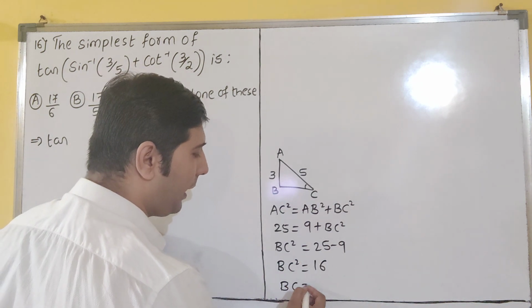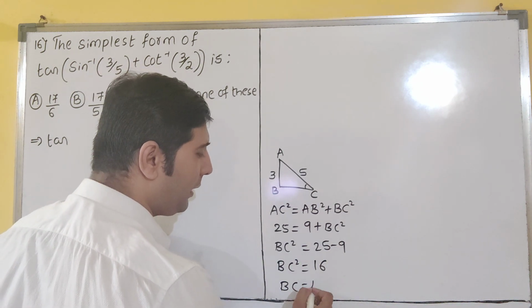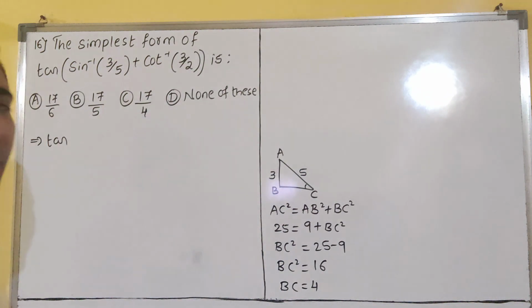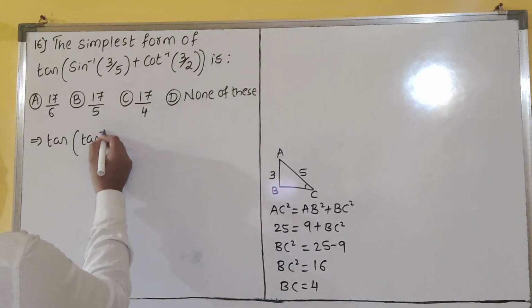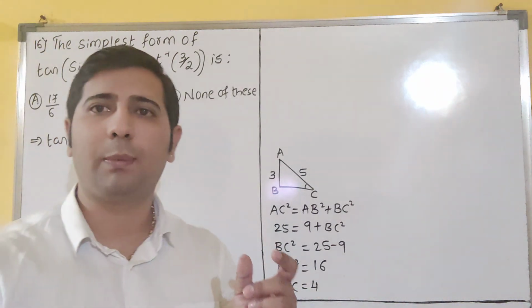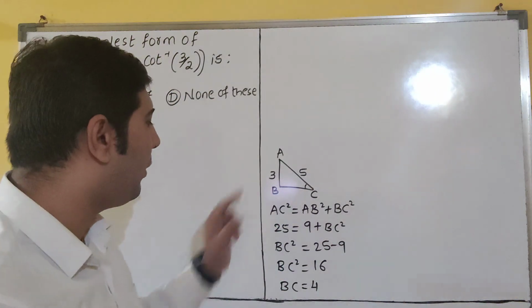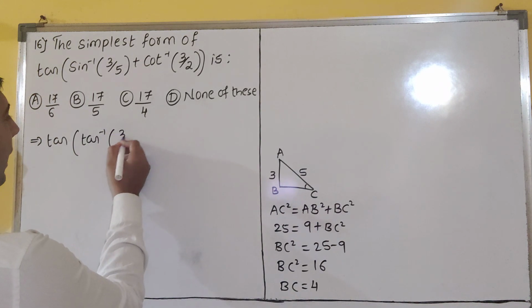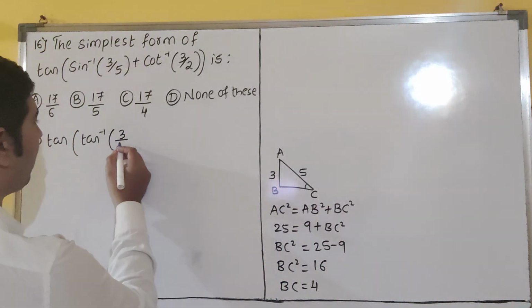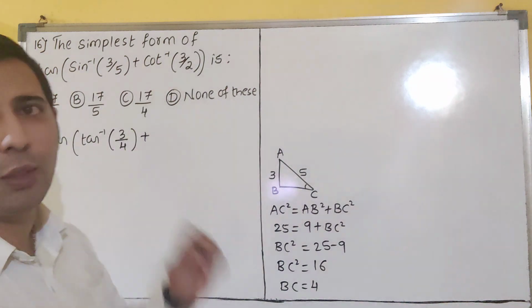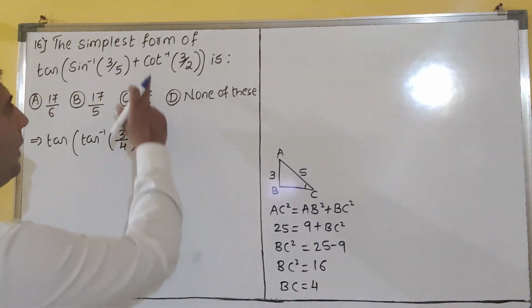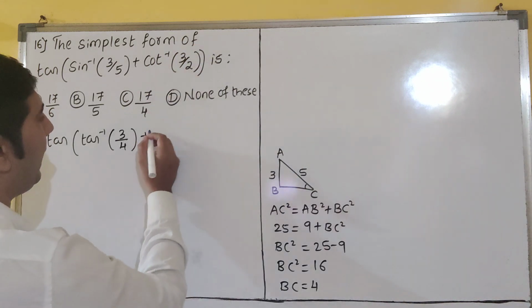So BC is equal to root of 16, which is how much? 4, dear students. Understood BC value? So now see here, how we will write this? Tan inverse. Tan inverse is what? Opposite by adjacent. Opposite is how much? 3. Adjacent is how much? 4, dear students. So my plus, this I will not convert because directly we will get the answer, dear students. Cot inverse is reciprocal of tan inverse.